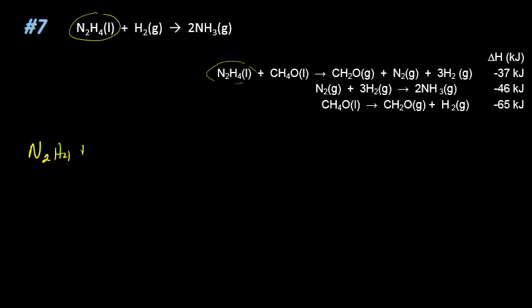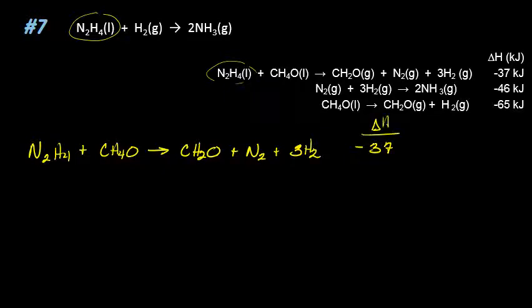N2H4 plus CH4O yields. Don't forget to make sure you keep track of your kilojoules. I'm going to write delta H up here in terms of kilojoules. Now look for an intermediate.